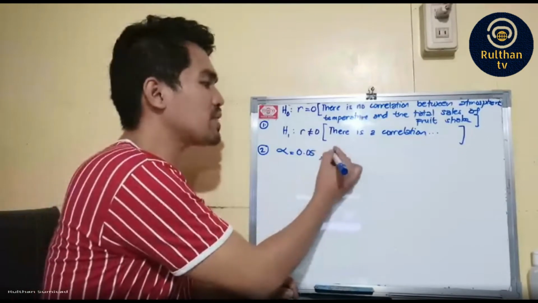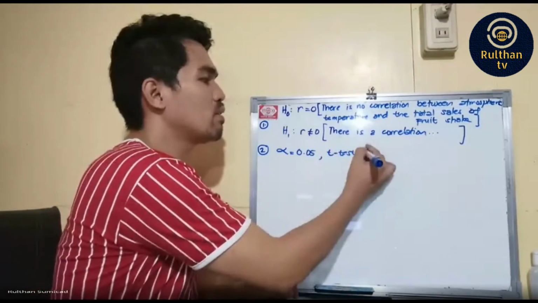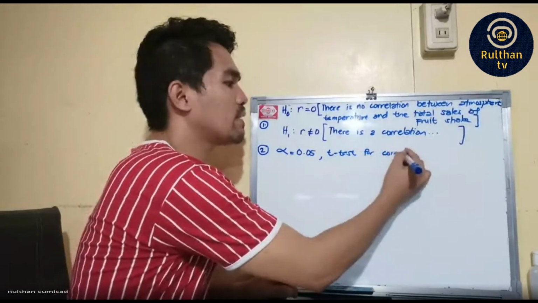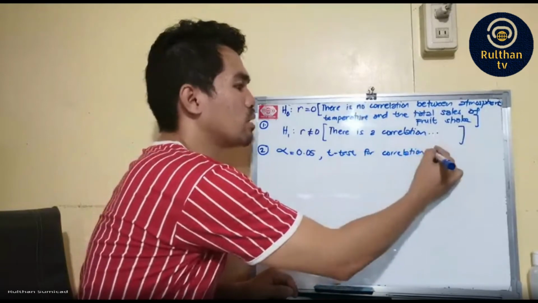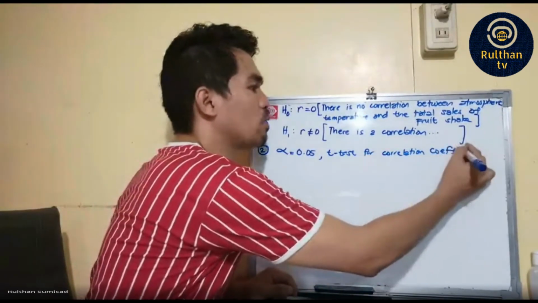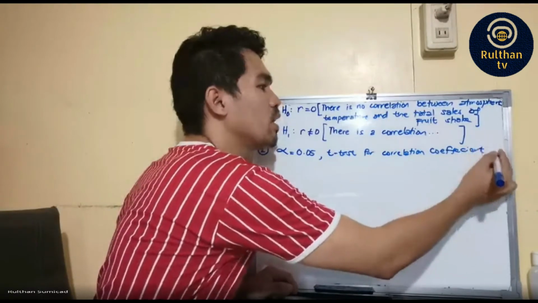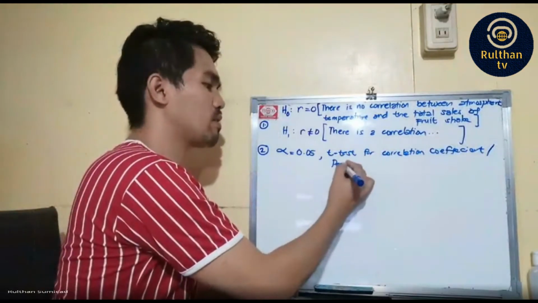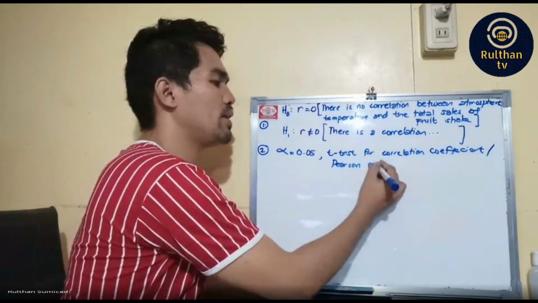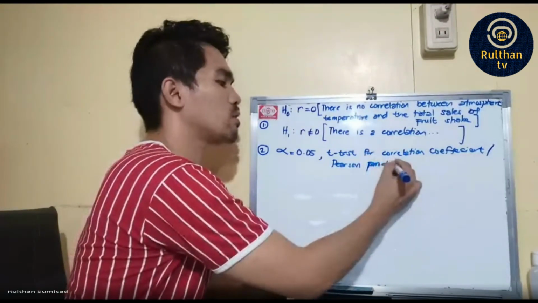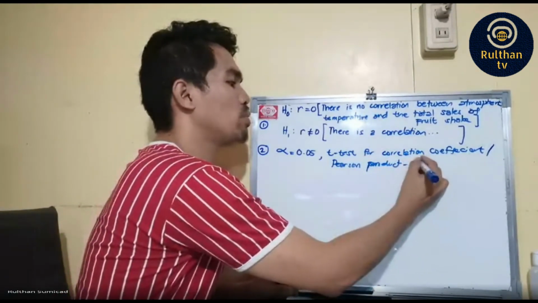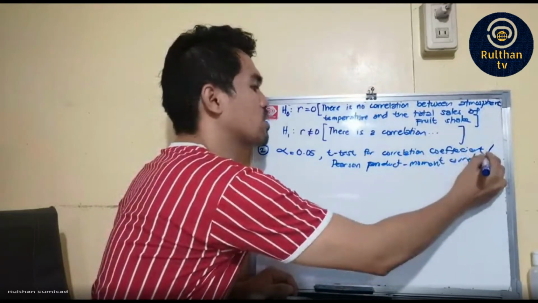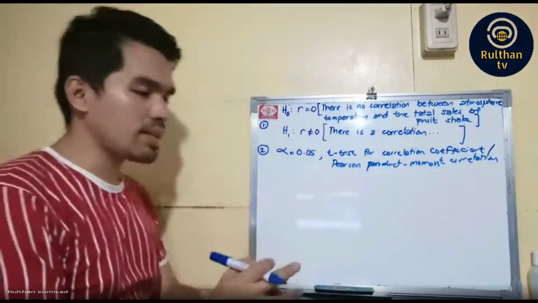And this time we are using a t-test for correlation coefficient, or simply we are using the Pearson product moment correlation. Okay, that is our test statistic.